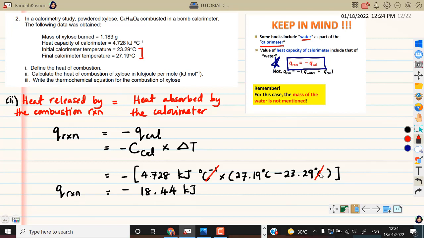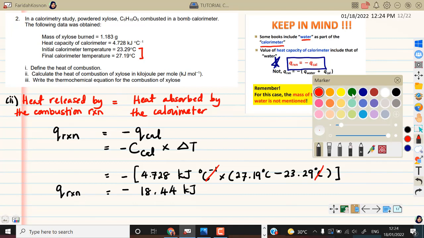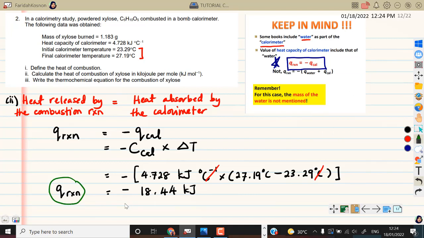Okay. So now, apa yang kita kira ni sekarang? Yang kita kira ni sekarang adalah heat released by the reaction. Heat released by the reaction ni maksudnya yang berlaku in the calorimeter. Maksudnya berapa banyak you burn Xylose tu tadi. You sebenarnya masukkan dalam calorimeter tu 1.183 gram. So bila 1.183 gram ini burn in the calorimeter, dia release sebanyak negatif 18.44 kilojoule. Okay, ni saya dekatkan sikit lah negatif ni kerana dia tak perasan. Okay, dia release sebanyak negatif 18.44 kilojoule.